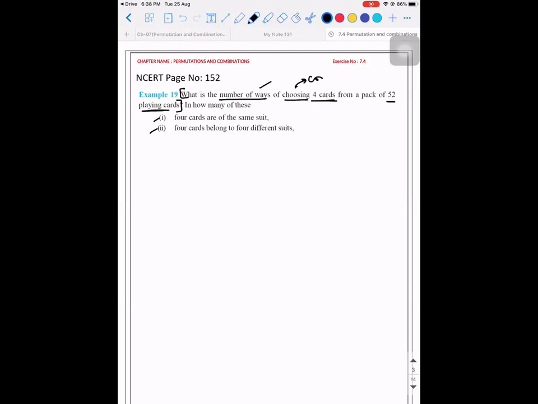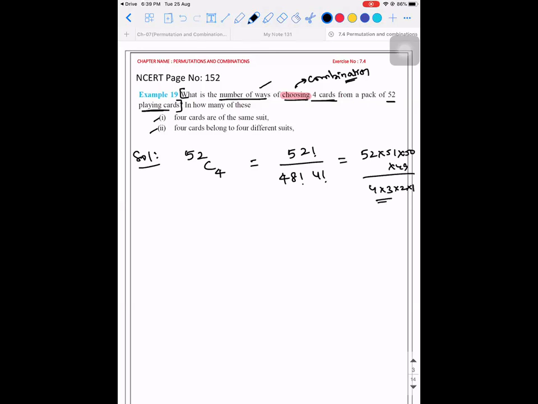Choosing means combination. This is the keyword. So, please make a note, guys. Choosing means combination. How many cards are you supposed to choose? 52C4, sir. As simple as that. You have 52 cards in your hand. Your work is to choose 4 cards. So, that will be 52 factorial divided by 48 factorial into 4 factorial. That will be 52 into 51 into 50 into 49 divided by 4 into 3 into 2 into 1. Calculation part, you do it later. I hope the first part is easy, right?